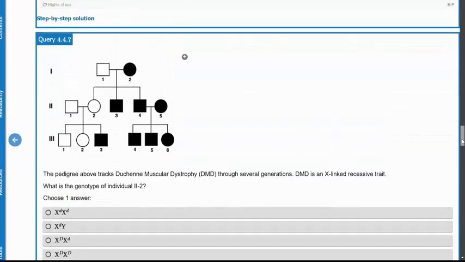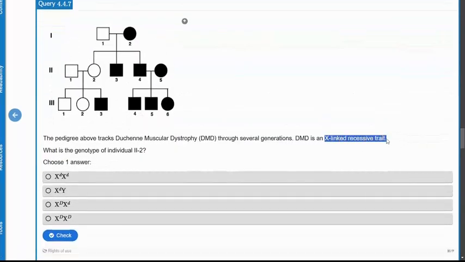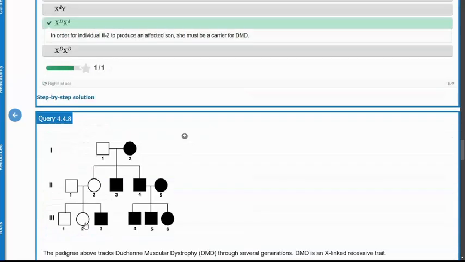So we're talking about the same trait, X-linked recessive. Genotype of 2-2, right here. So mom's a carrier, she passed her gene on. Dad is not a carrier, he passed his good X, and mom passed her bad X, so it's an X dominant and X recessive. Simple.